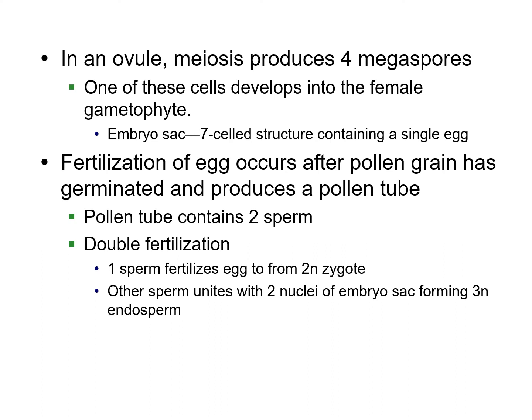And then those 2 sperm will fertilize. 1 forms a 2N zygote, okay? That's the big deal. So that's the one that becomes the seed. The other sperm will fuse with the 2 nuclei of the embryo, forming that 3N endosperm. That's a really big concept to understand. We talked about that briefly in the previous chapter, but it's important to understand why we have double fertilization.